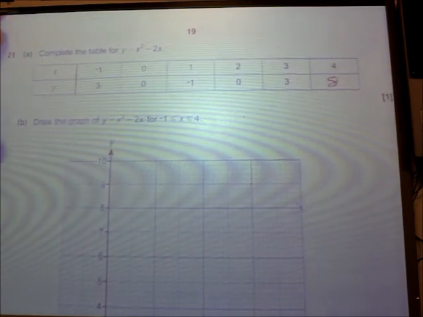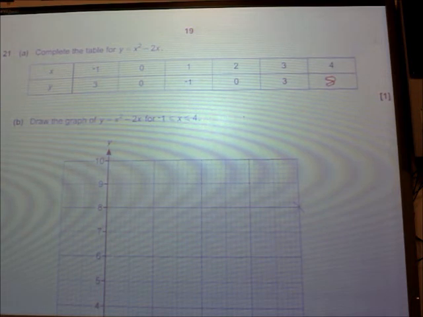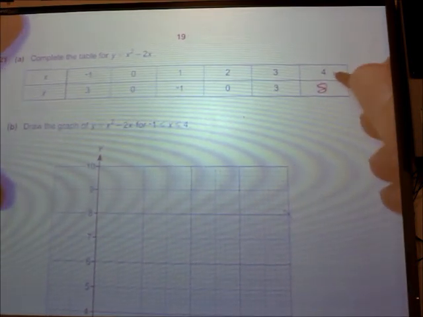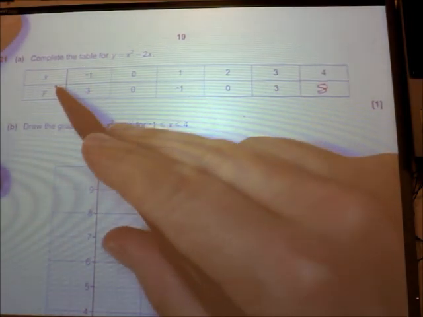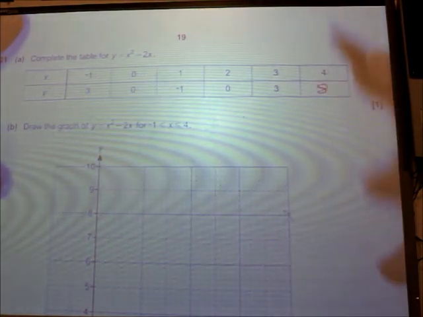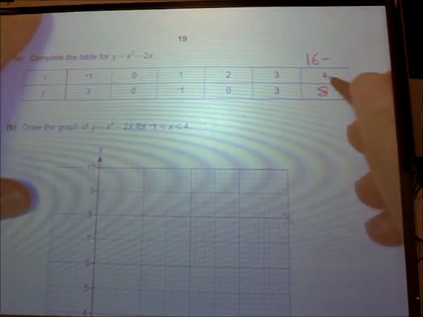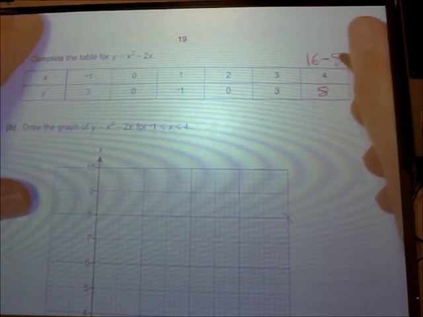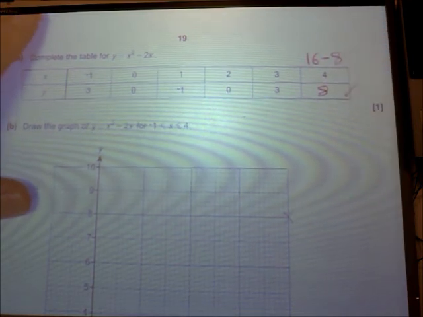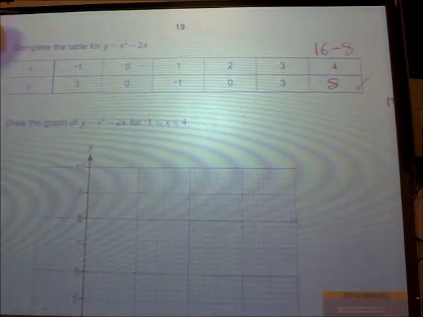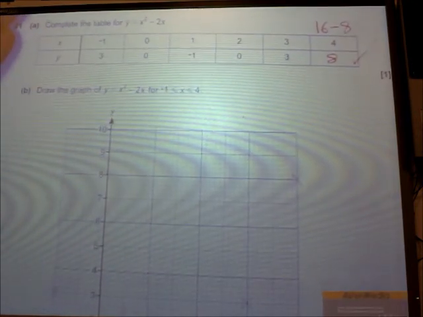21a, complete the table for x squared minus 2x. They've done most of it for you, but let's just look at this one to make sure we can do it. X squared, well, x is 4, so 4 squared is 16, and it says take away 2 lots of x. So take away 2 lots of 4 is 8, 16 take 8 gives you the 8, so that gives you the 1 mark.